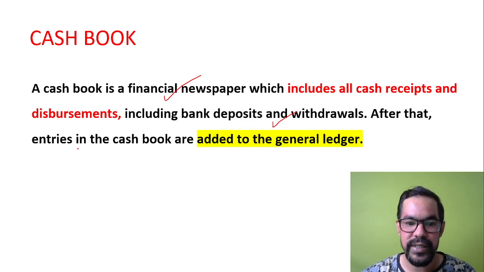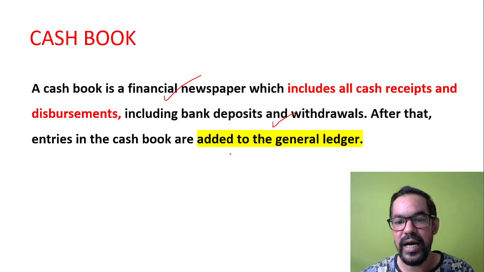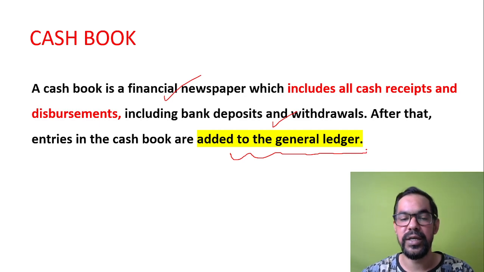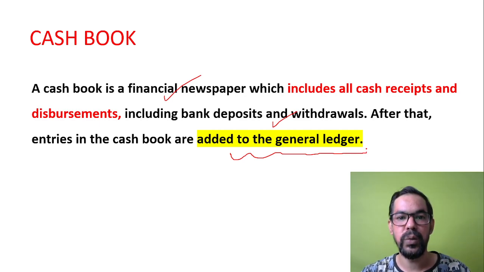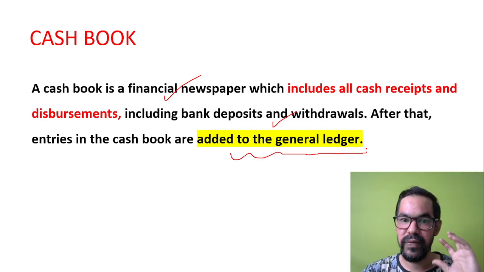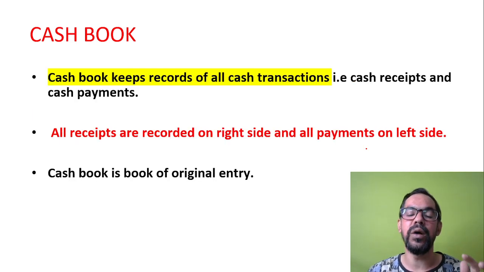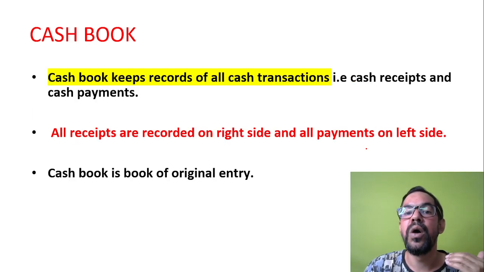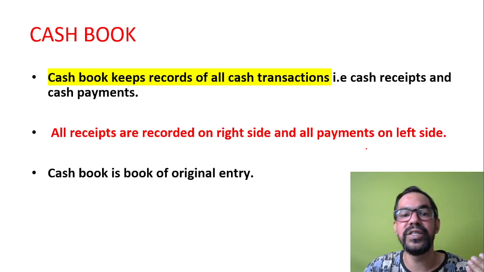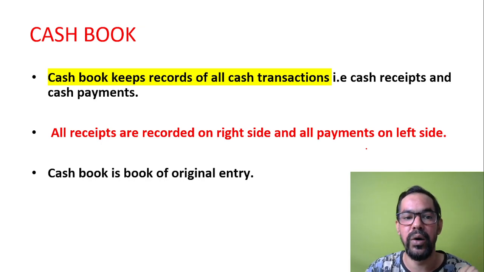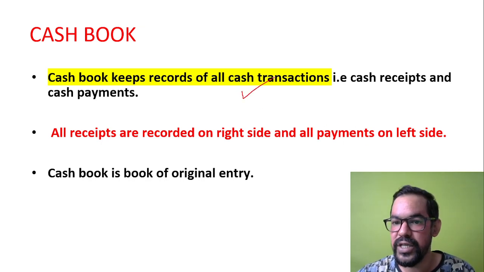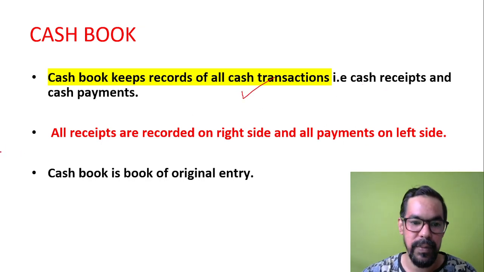After that, entries in the cash book are added to the journal ledger. In our previous video, we talked about the journal. What is a journal? That was the very first step. Along with the journal, we also prepare the cash book for a company, which only includes all cash transactions, inflows and outflows in an organization. So the cash book keeps a record of all cash transactions, cash receipts and payments.